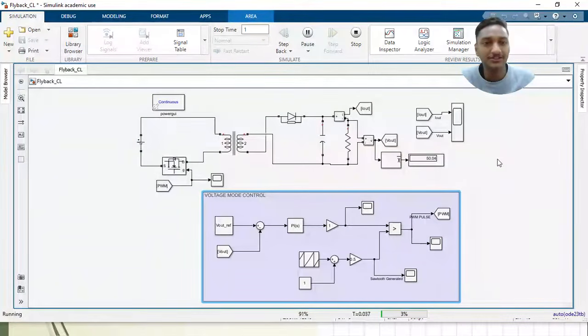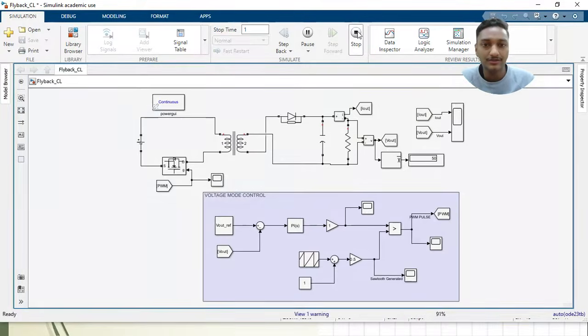So this is the simulation environment. I have just implemented the voltage mode control, with the reference and the actual, and it tries to make it 50. After a very quick time you can see that I am getting 50 volt as output. That is fine. But is this completely correct? No. If you implement these values in hardware, it is not going to work. Why? Because I will show you the waveforms. I will stop the simulation and now we will see the waveforms.